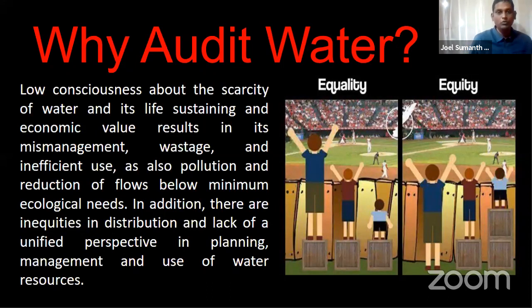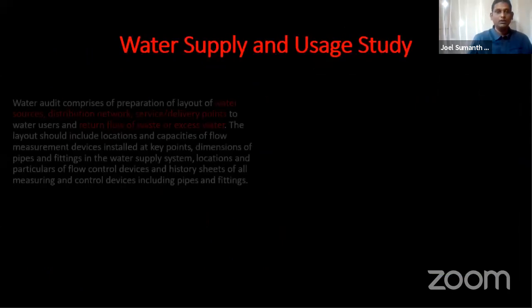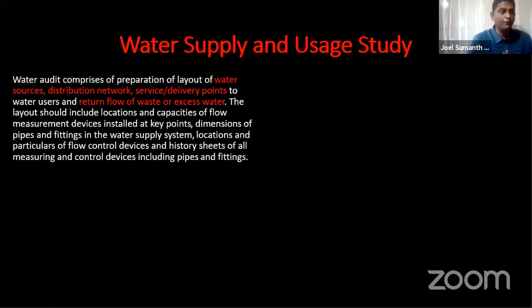Now we're going to go into the next part, seeing what the steps in a water audit are. The first step is called the water supply and usage study. What is the water supply and usage study? A water audit comprises preparation of a layout of water resources, identifying what the water resources are.